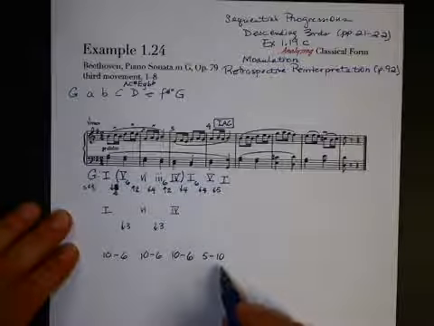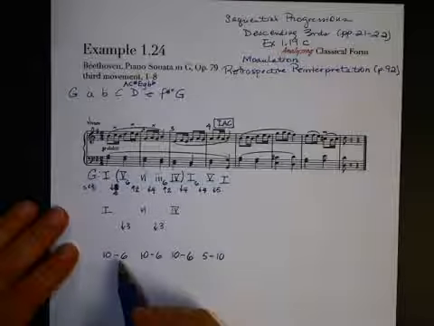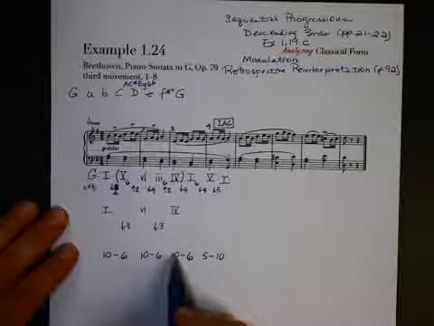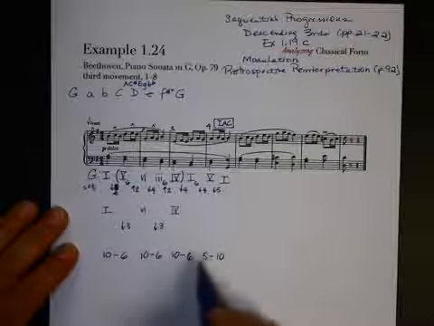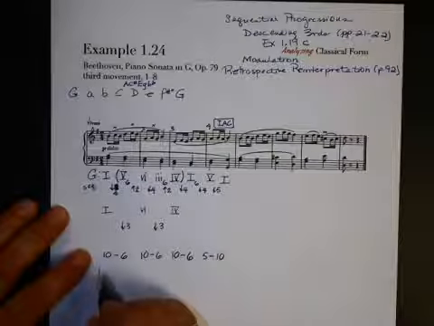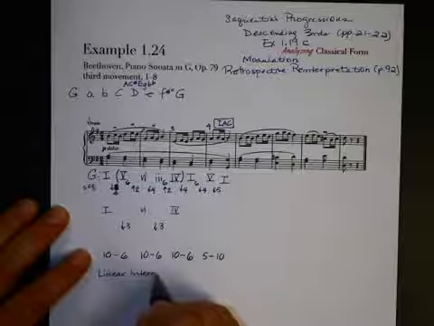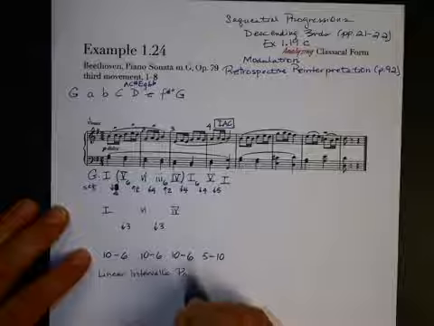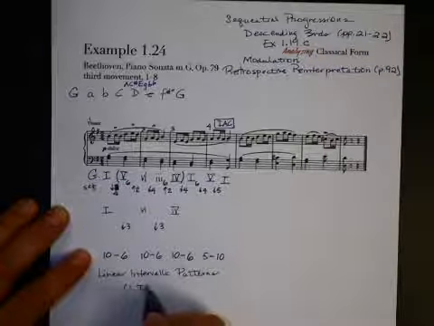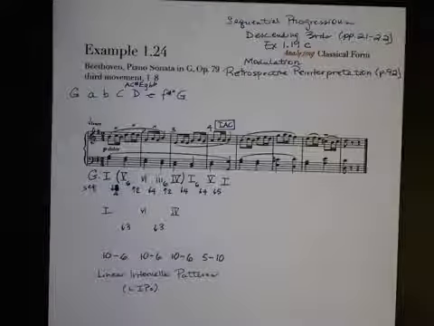So it's a little bit obvious that we have a sequence here because the interval pattern repeats. Some people, instead of calling these sequential progressions, will call them linear intervallic patterns, or LIPs. So we have now thoroughly discussed measures 1 through 4.